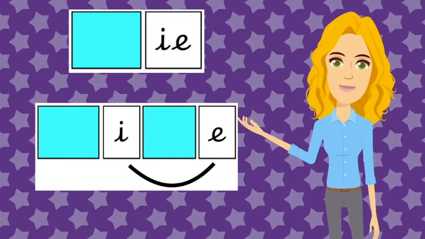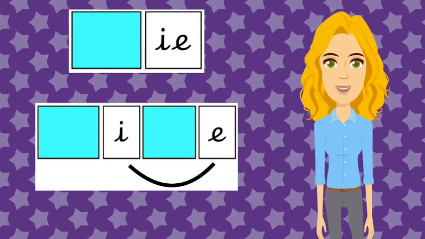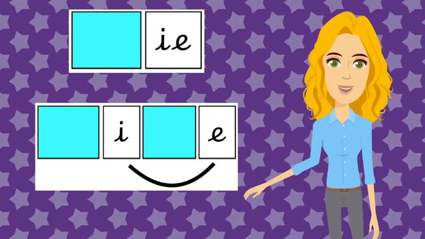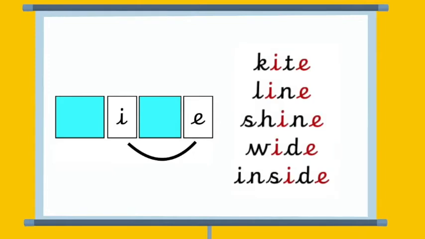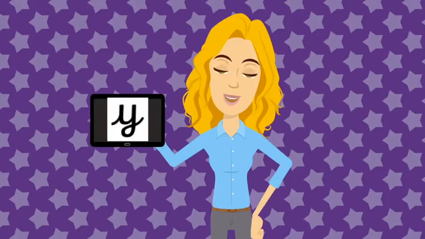This is when the I and the E make the sound I but are split with a letter squeezed in the middle. You'll recognise words with an I split digraph like kite, line, shine, wide, and even longer words like inside.